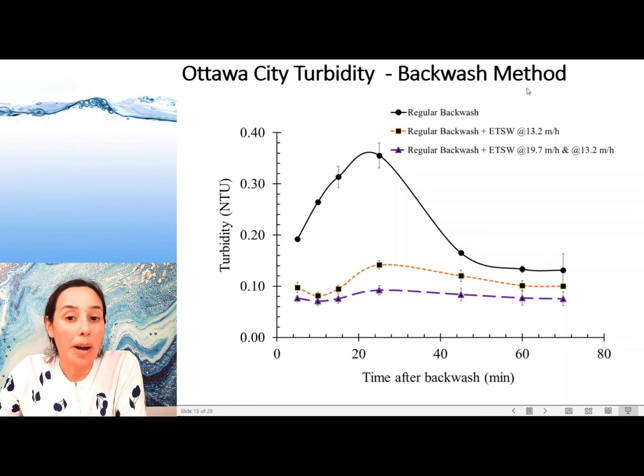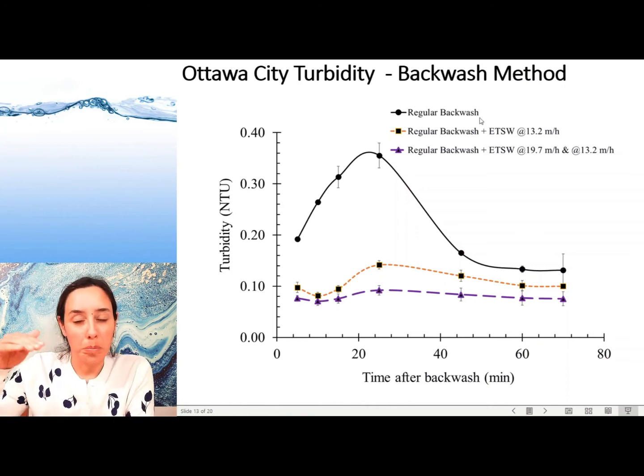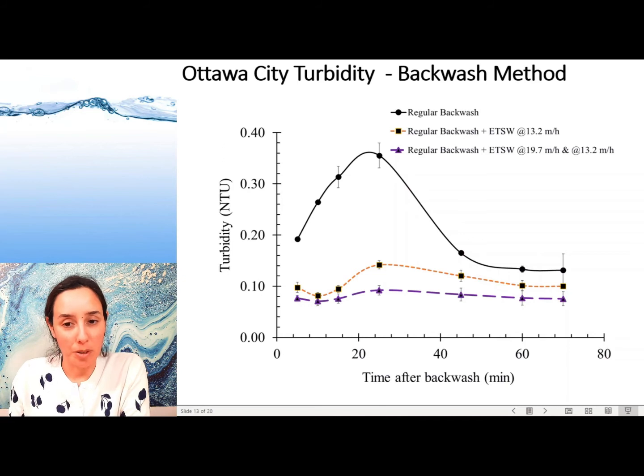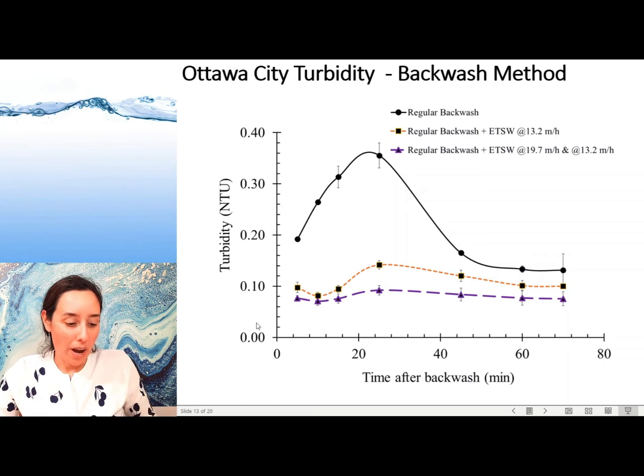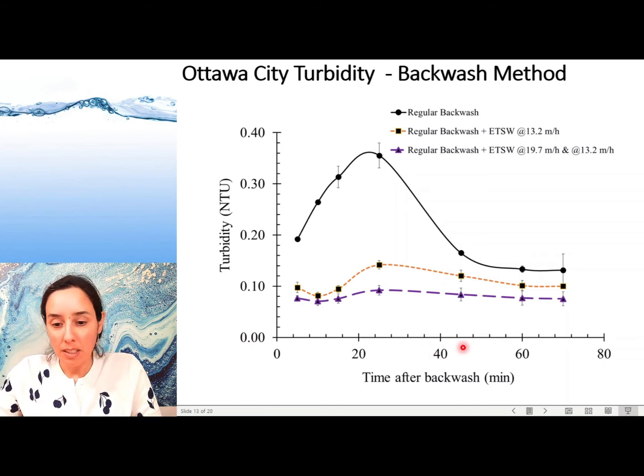Okay, so the last slide I wanted to share with you was the Ottawa City turbidity results by backwash method. Here I just wrote regular backwash. That's the water plus air scour, which is the standard procedure that they use at the city. Here we've got turbidity on the y-axis and time on the x-axis. And with a standard backwash procedure, we've got our standard filter ripening curve.